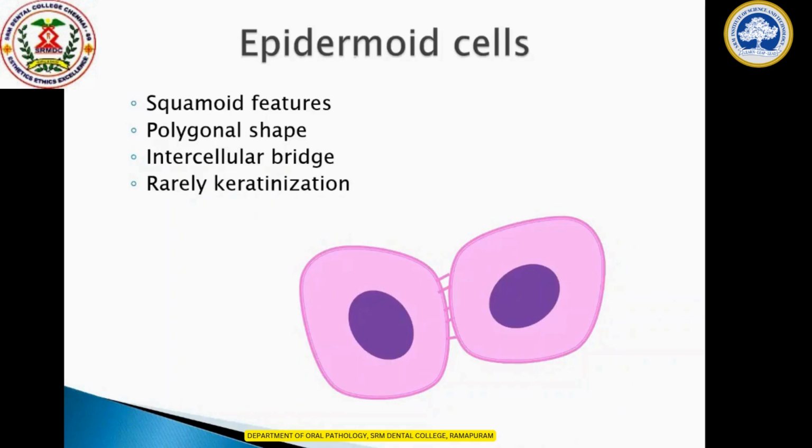So if you take the epidermoid cells, it is polygonal in shape with prominent intercellular bridges, the cellular outline is very prominent, the cytoplasm is very prominent here, and your nucleus is also dark, hyperchromatic, with prominent nucleoli that can be appreciated. These cells can undergo individual cell keratinization or keratin pearl formation can be seen.